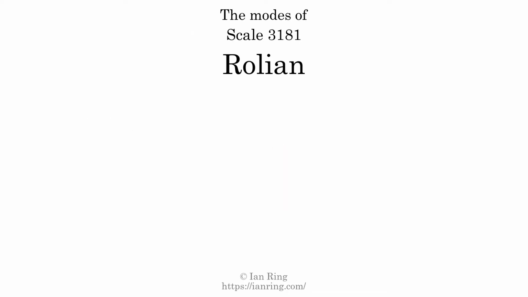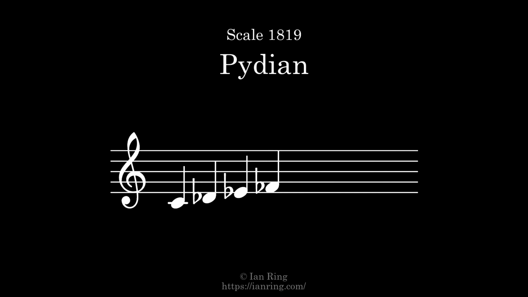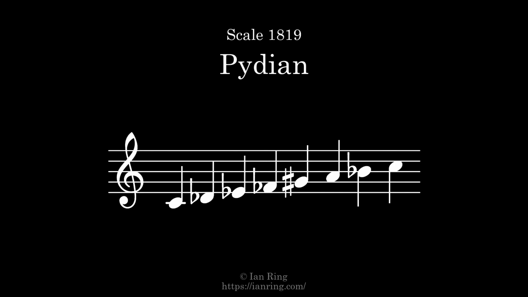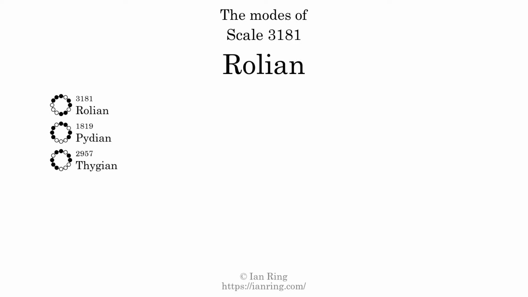This scale has 7 modes. The first mode is itself. The second mode is scale 1819, also known as Pydian. It sounds like this. The third mode is scale 2957, also known as Stygian. It sounds like this.